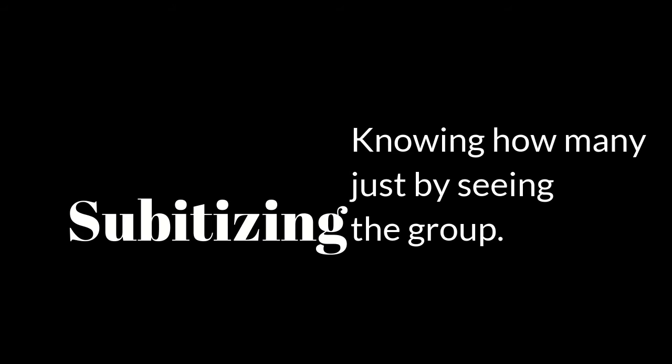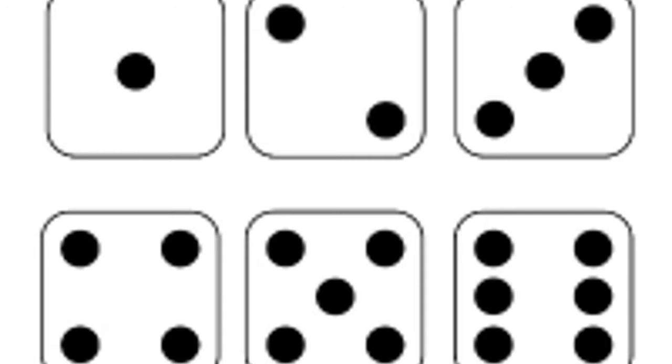The next level in the continuum is subitizing. Subitizing is knowing how many just by seeing. How many without counting. Using dice patterns is a great way to show students how to subitize.